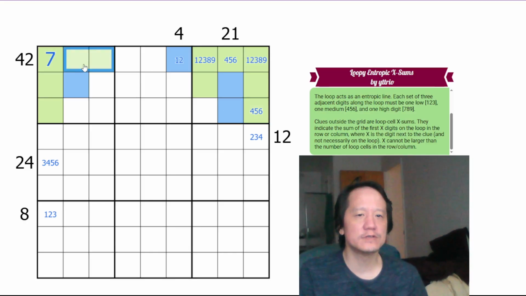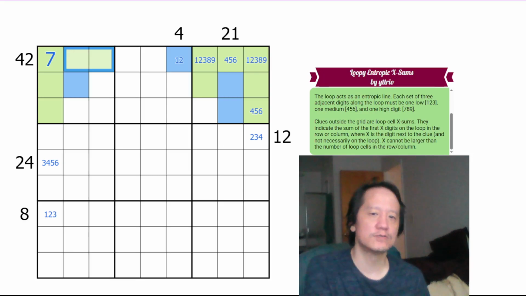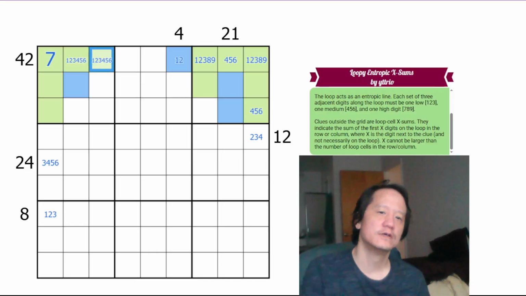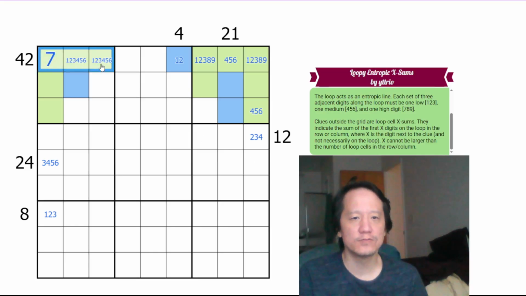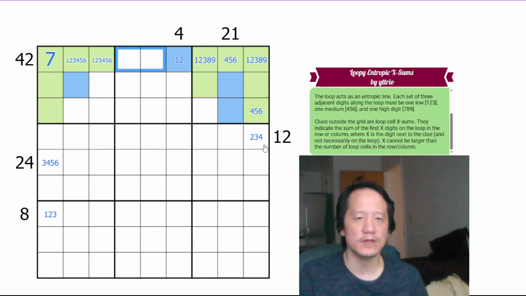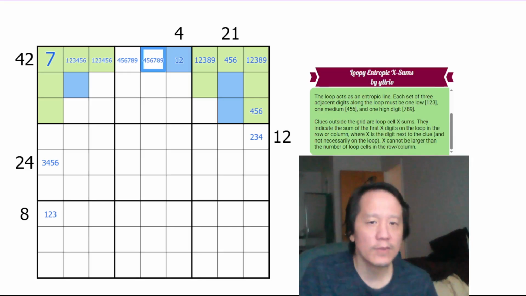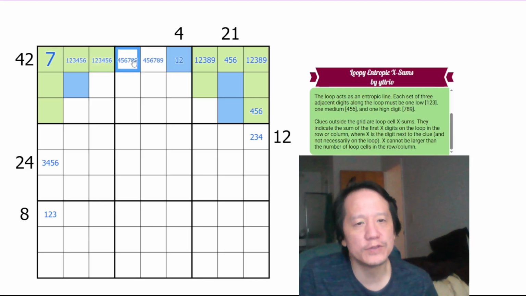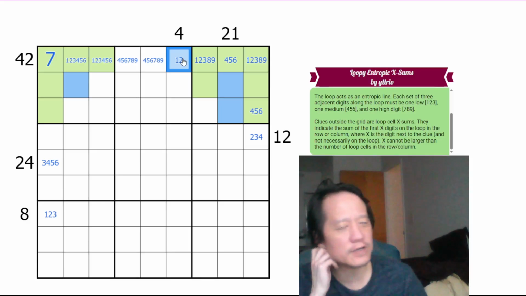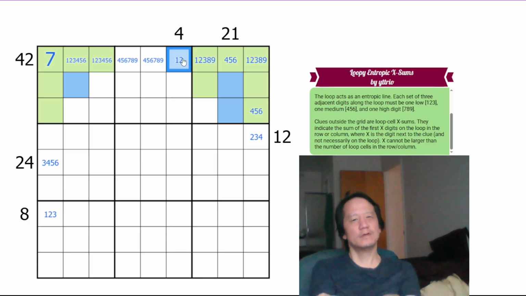One of these is 1, 2, or 3 because these are 1, 2, 3, 4, 5, 6. Because of the entropic lines, one of these is low, one of these is low. Therefore, we know the rest of the row cannot be low. So these are 4 through 9. So we know that these, we have a problem. Can this be 3? No, it just can't be 3. Right, we have a problem.